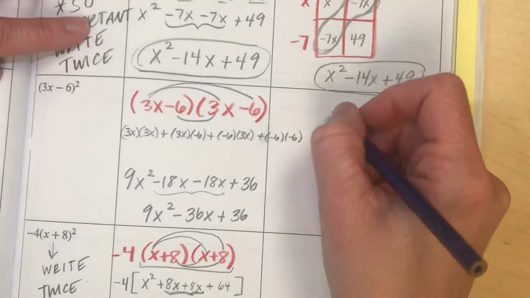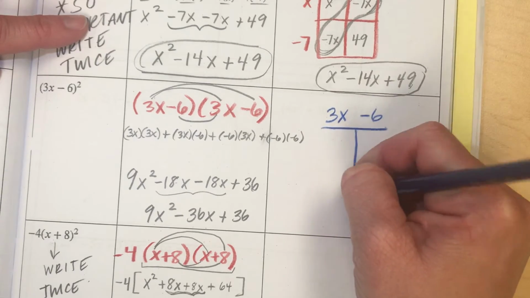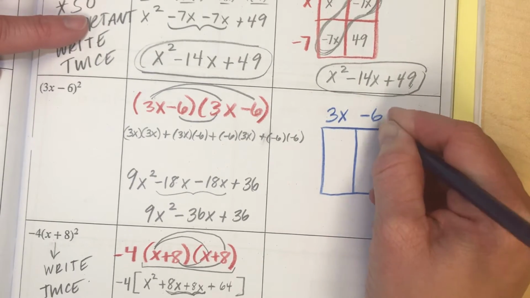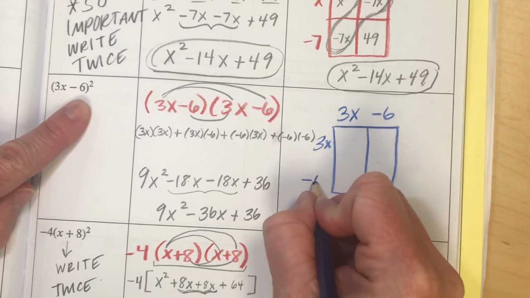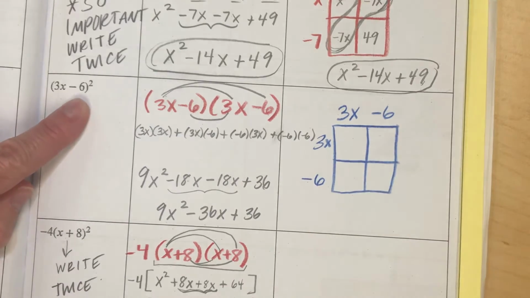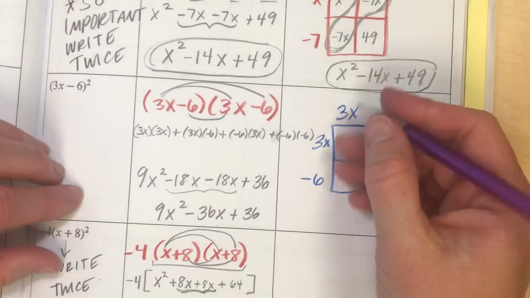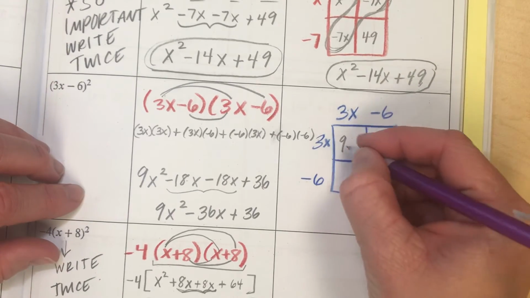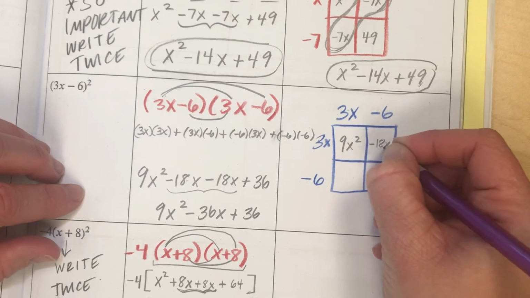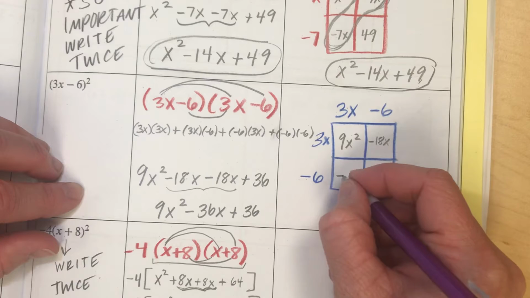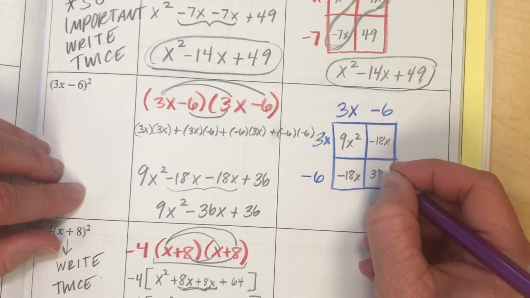So if one of our factors is a 3x and a -6, we want two columns because there's two terms there. It just so happens the other one is the same, so again, a 3x and a -6, so we want two rows. So two terms times two terms. 2 times 2 means 4, so here's our box of 4. 3 times 3 makes 9. x times x is x squared. -6 times 3x is -18x. This 3x times this -6 is also -18x. And -6 times -6 is +36.